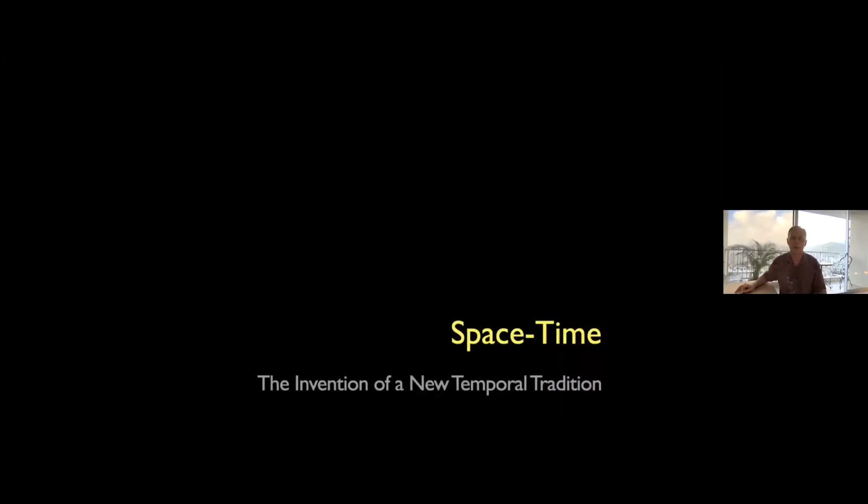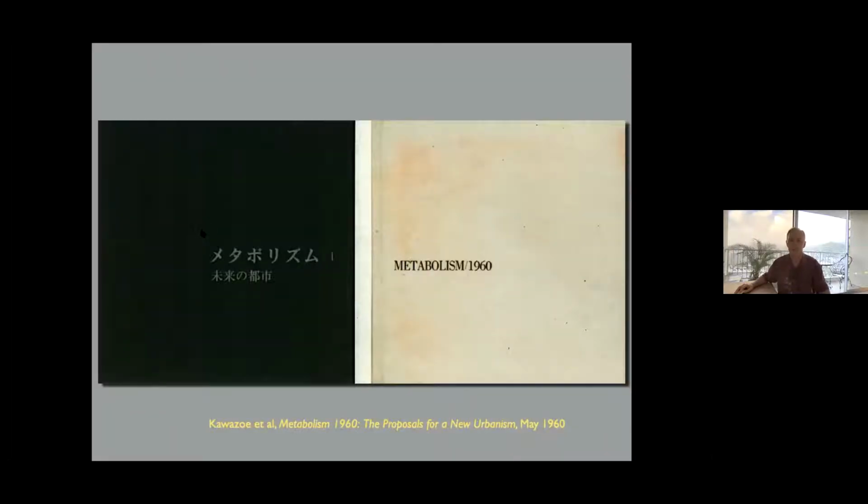So the notion of space-time, essentially, if you go back to Einstein, there was no such thing as space-time before he published his special theory of relativity in the early part of the 20th century. And the Metabolists don't mention time at all in their entire manifesto, and yet that has been one of the interpretations of the Metabolist Manifesto in the West, and it shows you how few people have actually read the manifesto, because not once is the word time used.